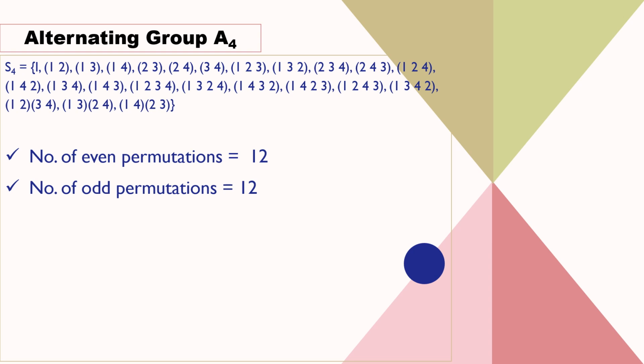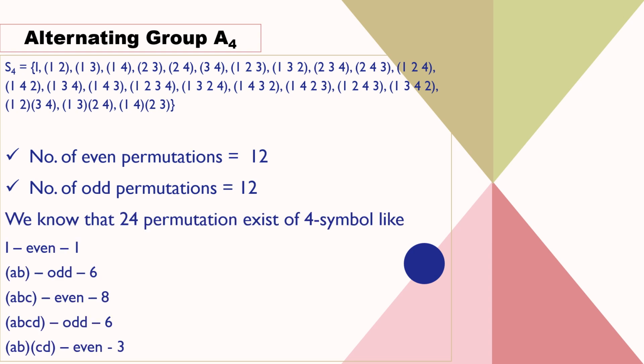For the alternating group, we need the number of even permutations. Okay, because only even permutations will make a group. Odd permutations won't make a group. Okay, so the number of even permutations is 12.